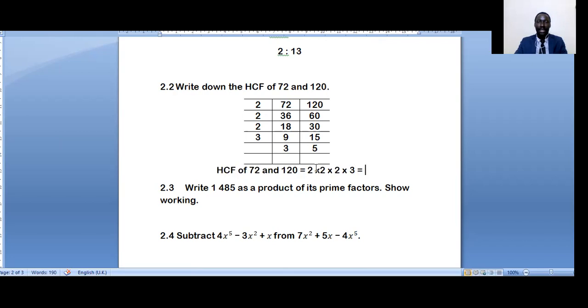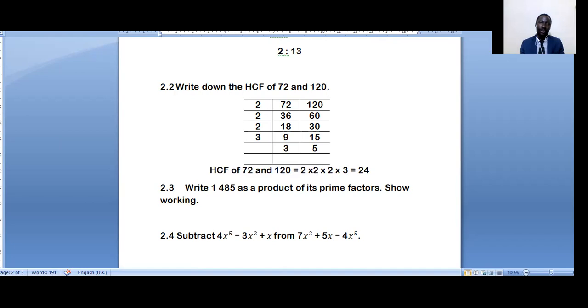And we simplify it as this. 2 times 2 is 4. 4 times 2 is 8. And 8 times 3 is what? Is 24. Yes. So this is how you find the highest common factor.